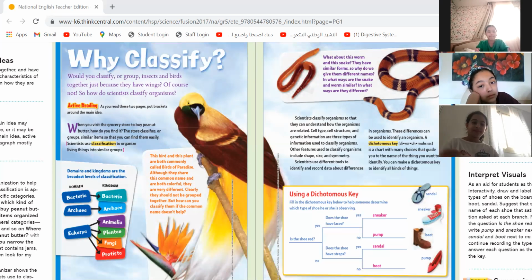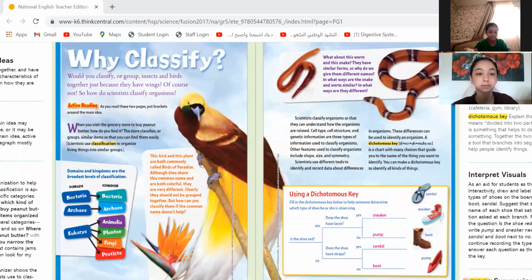What is classification? Yes. Okay, tell me, please. Classification is to organize living things into similar groups. Excellent, excellent. So, can I put the green with the red t-shirts all together? No. It can be. Do you know why? Because they are all t-shirts. If I want to sort things by t-shirts, yes, but if I want to sort things by colors, then no. Excellent. Thank you, Amal.